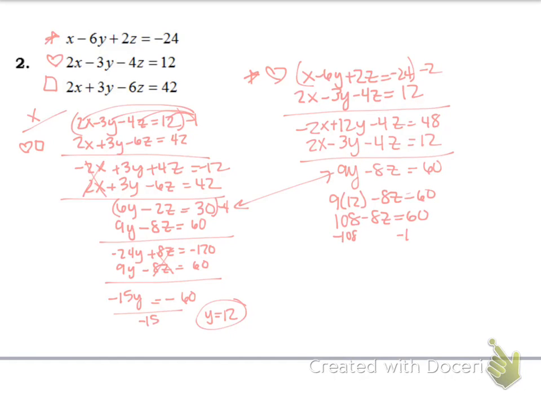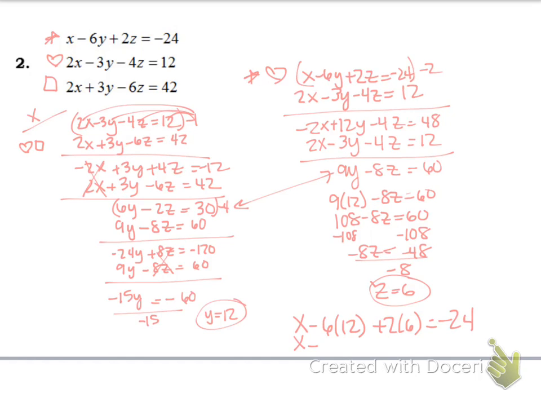Subtract 108. Is negative 48 divided by negative 8. We get z to be 6. Then we plug it into one of the three variables. So if I pick my top one up there, I got x minus 6 times my y, which is 12, plus 2 times my z is equal to negative 24. Ooh, negative 24.